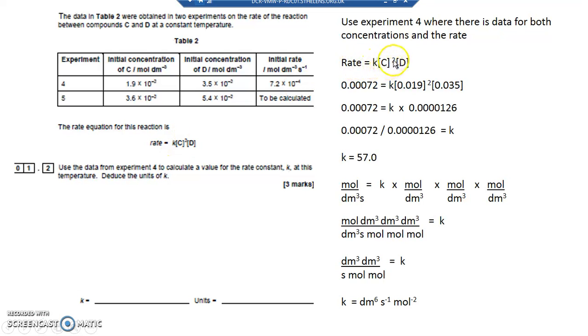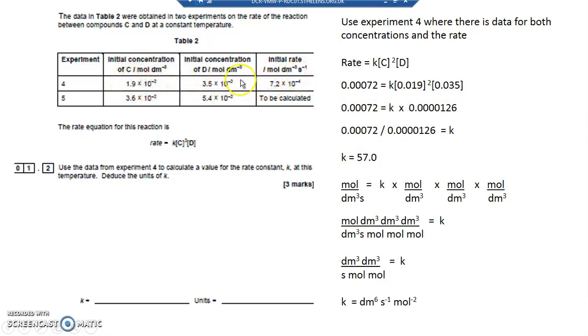So rate equals the rate constant multiplied by C squared multiplied by D. The rate in experiment 4, where we've got a complete set of data, is 0.00072, or 7.2 times 10 to the minus 4, equals the rate constant multiplied by 1.9 times 10 to the minus 2 squared, because you've got C squared, so you've got the concentration of C, 1.9 times 10 to the minus 2, squared, multiplied by the concentration of D, which is 3.5 times 10 to the minus 2. So you calculate those, and I would always work these out first, and therefore you get 0.00072 equals K multiplied by 0.000162. You divide this by this, and K therefore equals 4.4.